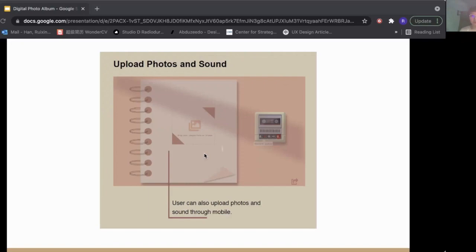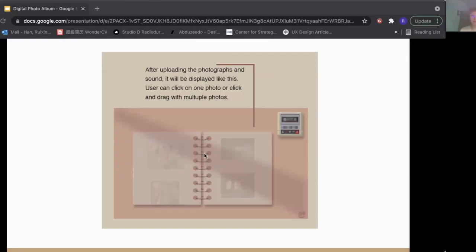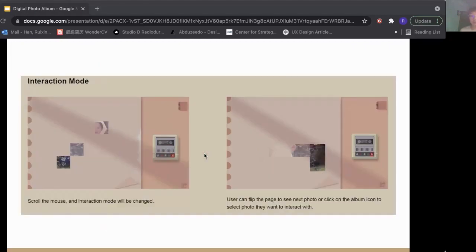So this is the first stage when the user enters the website, where they can upload their own images and the sound, and then the whole display of the images they have uploaded comes out. The user can scroll the mouse on this digital photo album, and they can first see how their images look, and also they can go back to change the images.